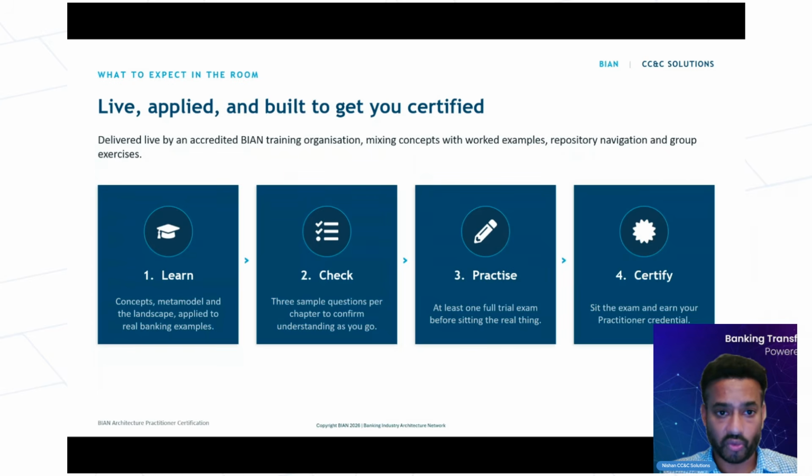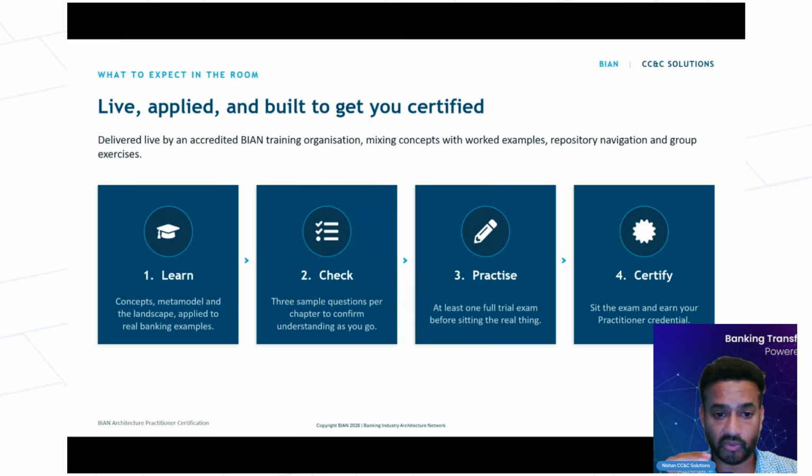In terms of what to expect in the room, it is not just a one-way flow of information where someone talks at you for 2 days and you scribble some notes and go on with your day job. It is delivered live by an accredited training organization, as Maurits mentioned, the 3 that were covered at the start. And all the trainers are fully certified, experienced in teaching BIAN and its concepts, and they've also had experience applying it. So through the training, you will take the theory, you will mix it into worked examples. The trainer will walk you through navigating the repository, which is extremely rich and comprehensive. And so learning to navigate it helps unlock a lot of the value that you get from BIAN's open source model. And there will be group exercises as well.